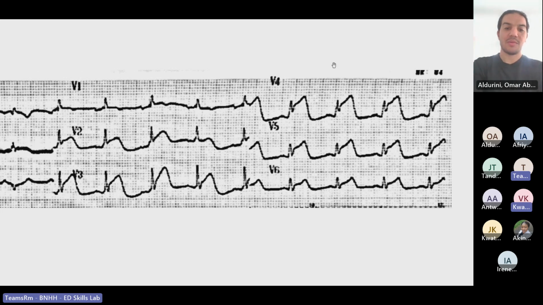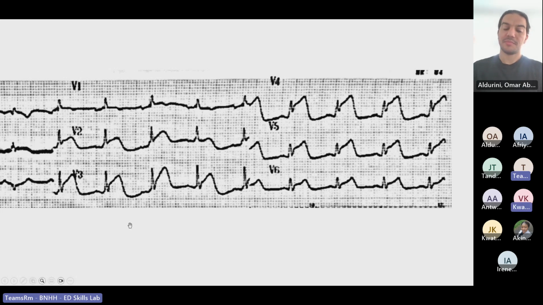What about the rest of these, V1, 2, 3? In V2, yes, in V2, V3, this is the baseline. And in V1, I'm unable to actually identify.